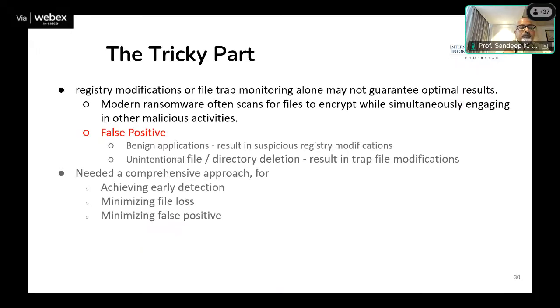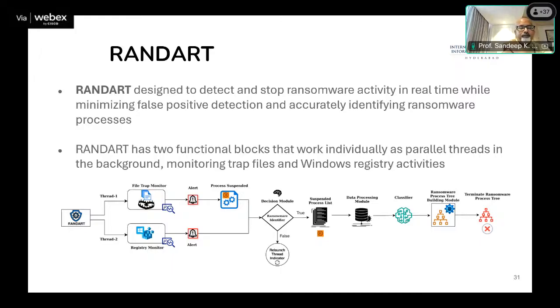And then, of course, as I said, we need a second corroboration, and that is done through the registry-based method, which could be a machine learning-based method or a rule-based method. So registry modification and so on. So this is what RANDART is about, which is actually patented by my student.